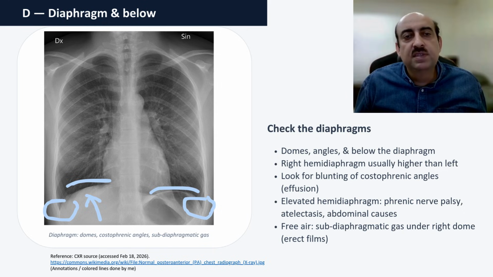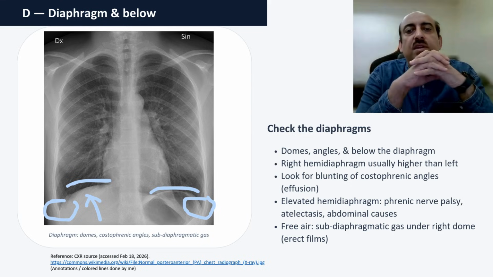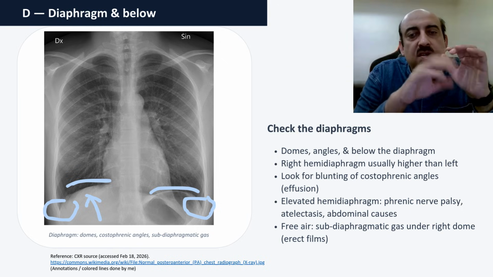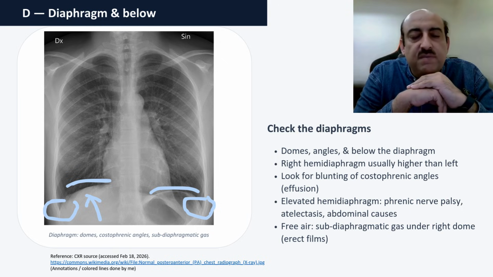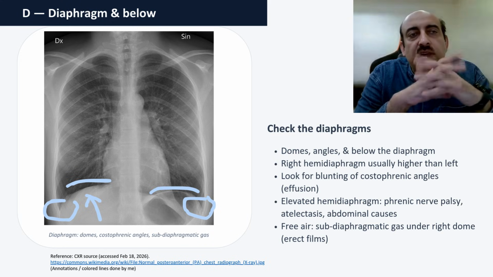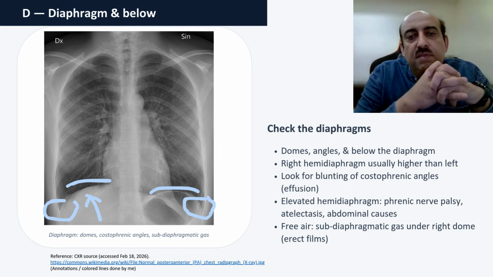Coming to D, which is the diaphragm and below, we look at the domes, which is the shape of the diaphragms, the angles, precisely cardiophrenic and costophrenic angles, and also the subdiaphragmatic space below the right hemidiaphragm. The right hemidiaphragm is anatomically usually higher than the left by about 2 to 2.5 centimeters, which is predominantly due to the liver.